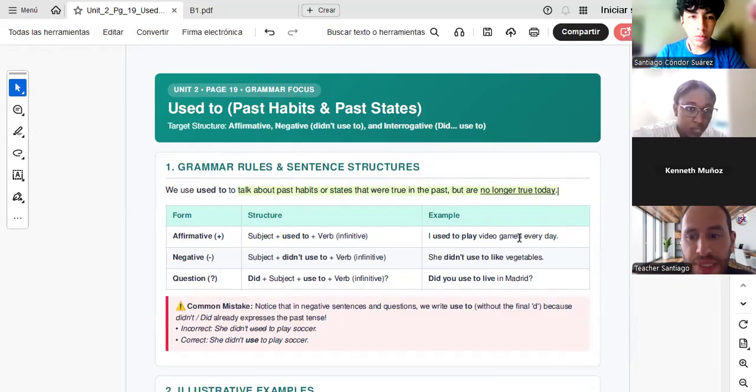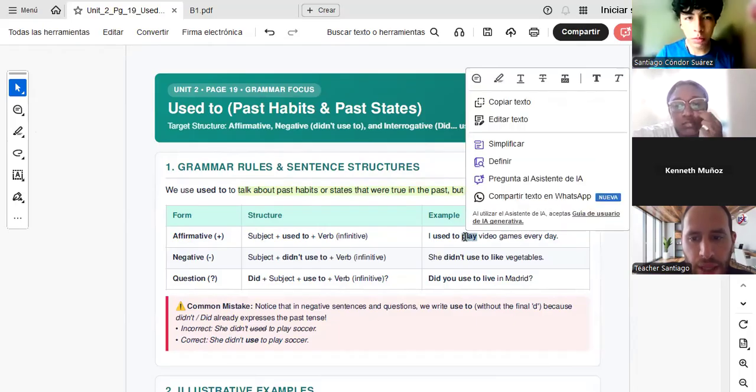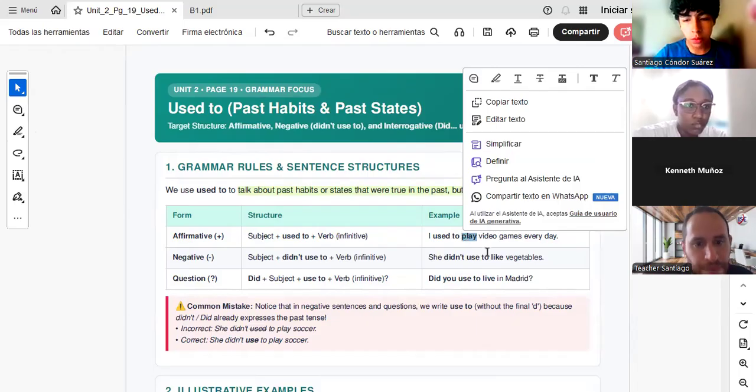I used to play video games every day. Yo solía jugar videojuegos todos los días. As I mentioned, play in base form. En presente sin el to. El to lo incluye el used to, ¿cierto?